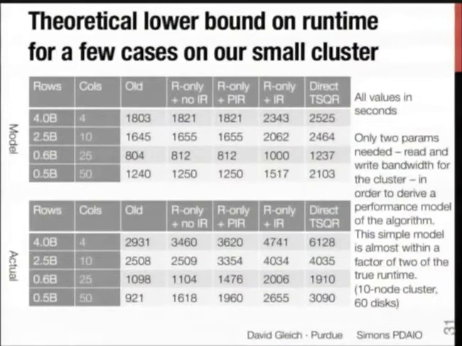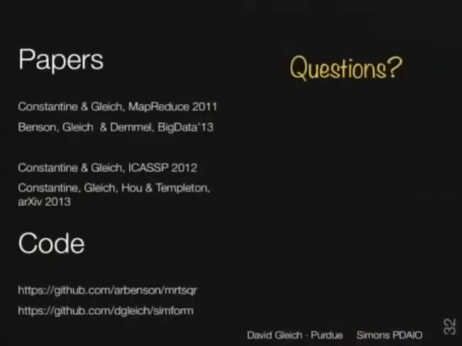We have all sorts of numbers on this. I'm out of time. We have a performance model that shows you how well you do versus how well you might be able to do in theory, and we do pretty well. For matrices with lots of rows, it takes a while to do our exact algorithm, but we have all sorts of approximations in case you don't need that. So papers here, we've got some.